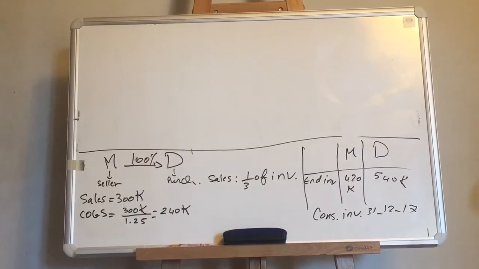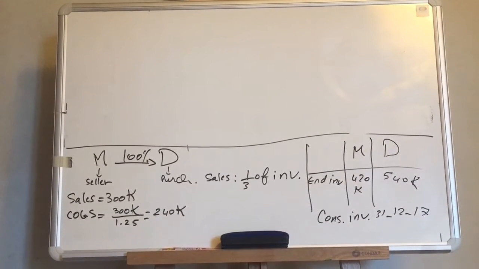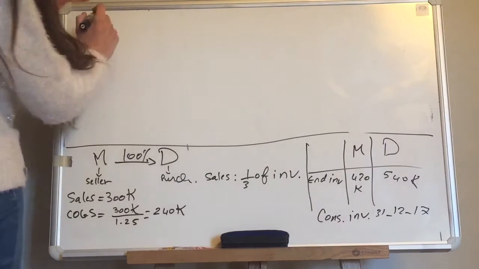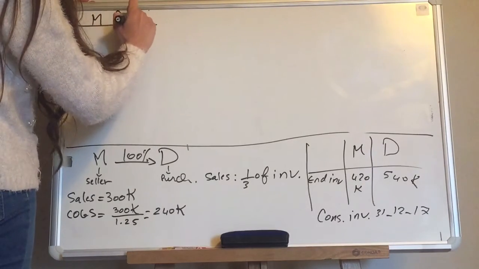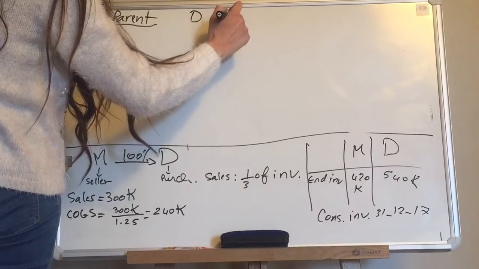I told you previously how to eliminate the intercompany sales of the seller and the intercompany cost of goods sold of the seller, and the intercompany profit against the cost of goods sold and the inventory of the purchaser. But if you want to dive into the details of the journal entry of the parent and the sub, I will do it, no problem. M is the parent, and D, Daniela, is the subsidiary.